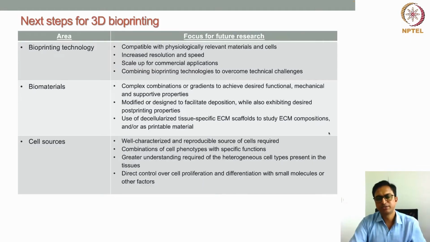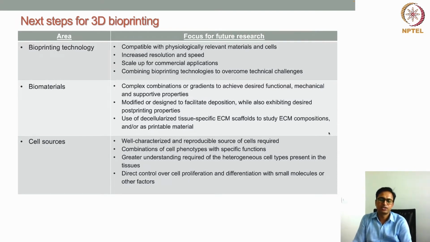Dear students and participants, in this lecture we'll discuss the next steps required for further progressing this technology, like the organ printing technology, to actually realize the potential of this technology, that is producing artificial tissues and organs.